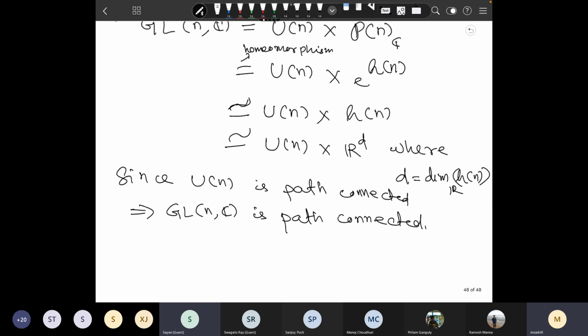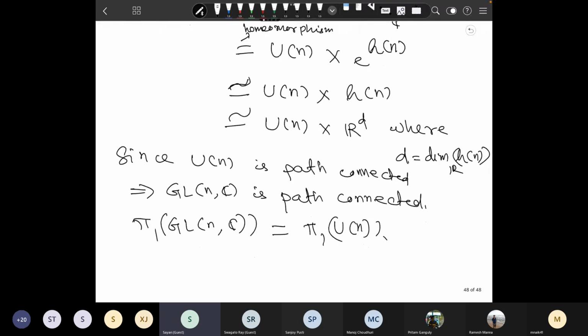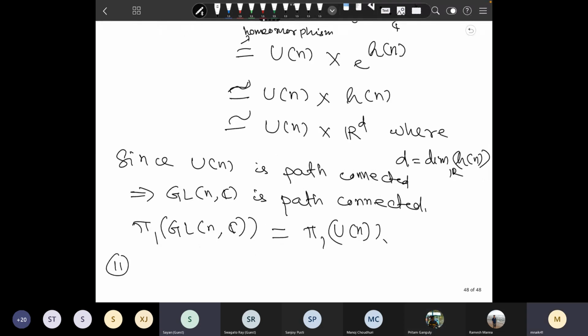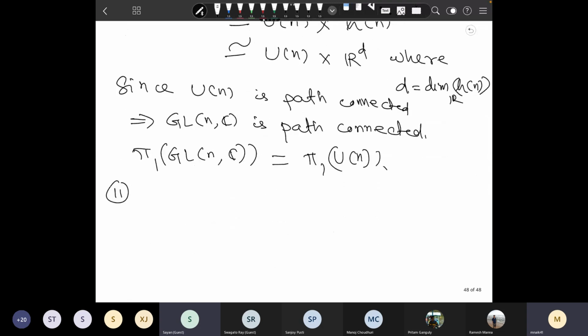So moreover, you will get that the fundamental group of GL(n,C) is equal to the fundamental group of U(n). This is clear. Okay, Pritam, is this clear? Yes, yes. Okay.